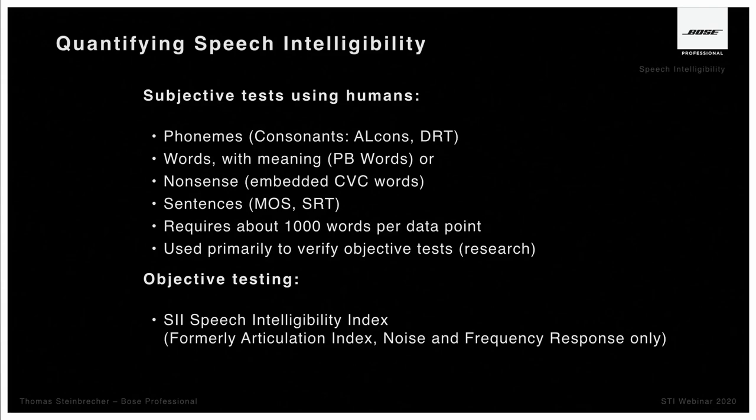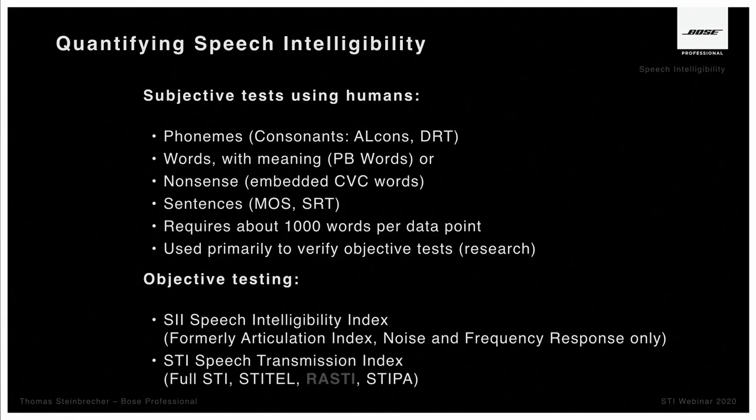So another standard was developed, or another method was developed, the so-called speech transmission index, not intelligibility index, but transmission index. It's abbreviated STI. It has a couple of implementations, and the most important ones are called full STI, I come back to that in the second part, or STITEL for telephone applications. Then there was RASTI. We grayed it out because it has been removed from the standard in the meantime. That was for room acoustical speech transmission.